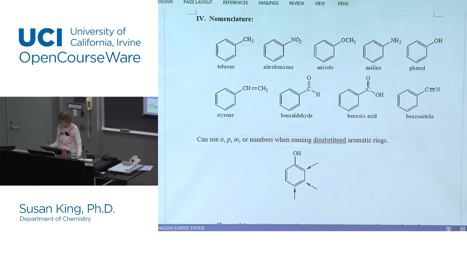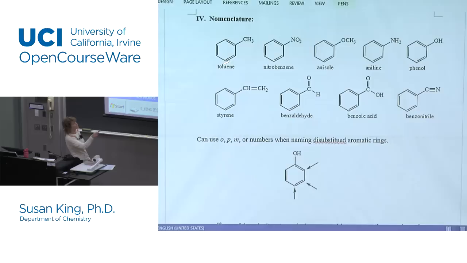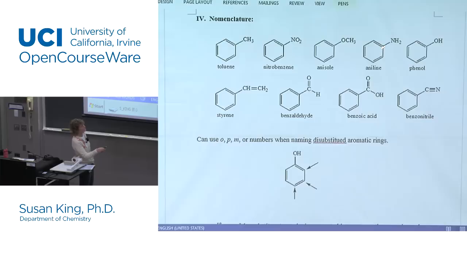So since there's no writing on this page, I guess hopefully we had enough time to write that. There are some aromatic rings that you need to know the name of, which we use as a parent. If a benzene ring has a methyl attached, it's toluene. If it has a nitro group attached, it's nitrobenzene. If it has an OCH3 attached, it's anisole. If it has an NH2 attached, it's aniline. If it has an OH attached, it's phenol.